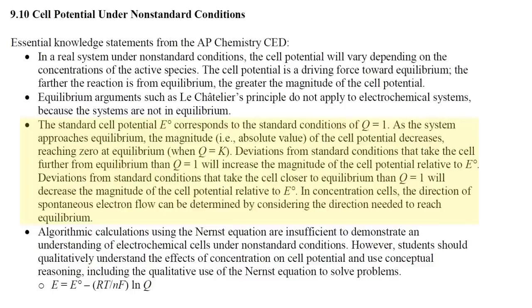Deviations from standard conditions that take the cell further from equilibrium than Q equal 1 will increase the magnitude of the cell potential relative to the standard cell potential. On the other hand, deviations from standard conditions that take the cell closer to equilibrium than Q equal 1 will decrease the magnitude of the cell potential relative to the standard cell potential. In concentration cells, the direction of spontaneous electron flow can be determined by considering the direction needed to reach equilibrium.